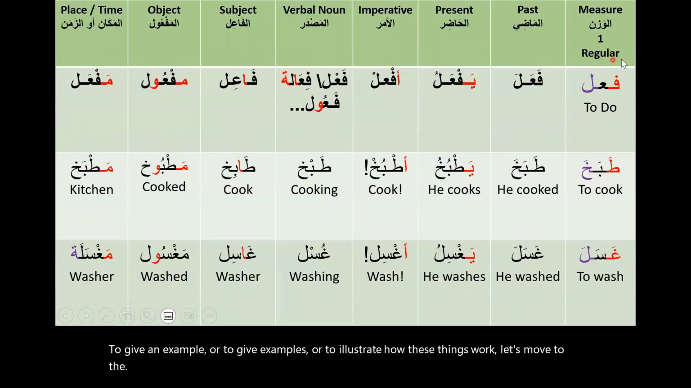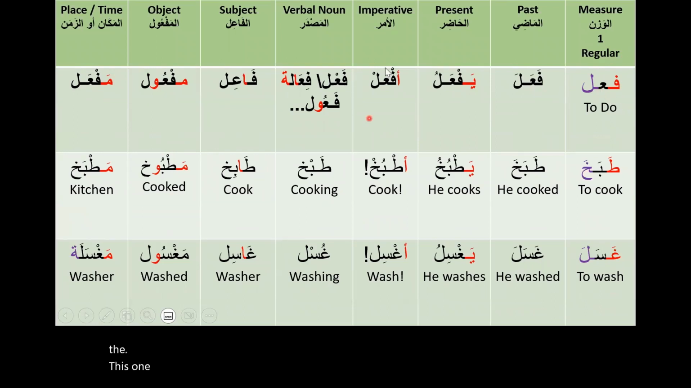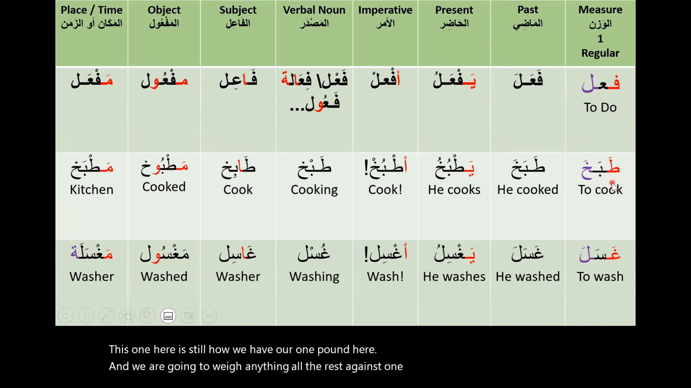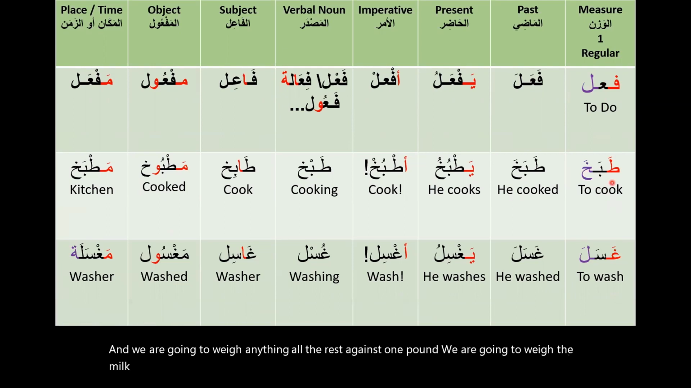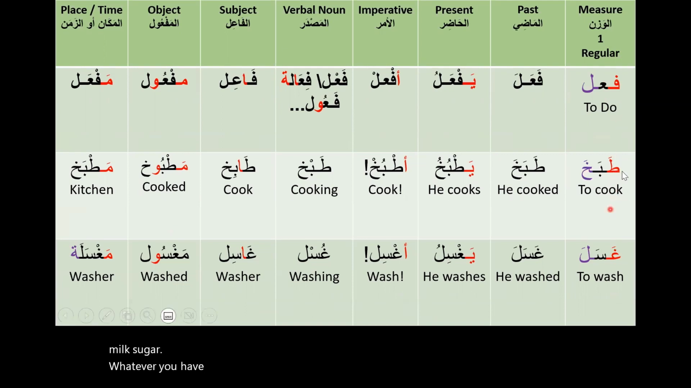All right. This one here is still our 1 pound, and we are going to weigh all the rest against 1 pound. We are going to weigh the milk, sugar, whatever you have. Let's weigh it. Tabakha. Tabakha is to cook. So he cooked. Tabakha, the same as the infinitive verb.